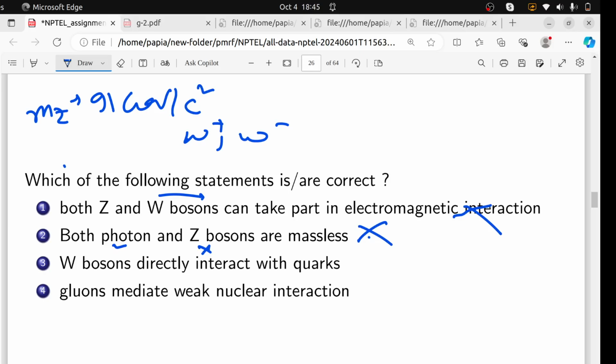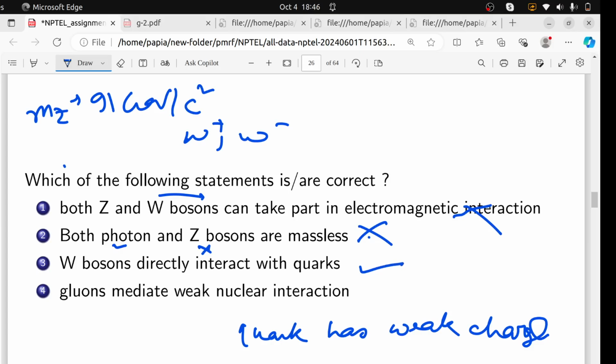Now coming to third option. W boson directly interacts with quarks. Yes, that is correct because we just talked right now that quark has weak charge. And if it has weak charge, W boson has also weak charge. So W boson directly interacts with quarks. Gluons mediate weak nuclear interaction. That is obviously not correct because gluon is the mediator for strong interaction. It is not the mediator of weak interaction. Okay? So this is not correct.